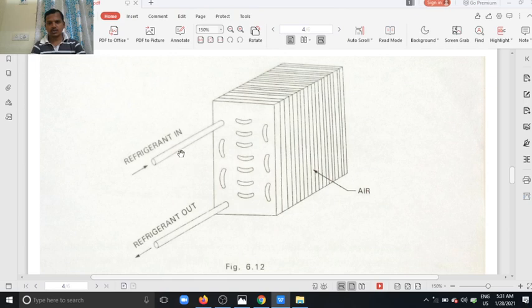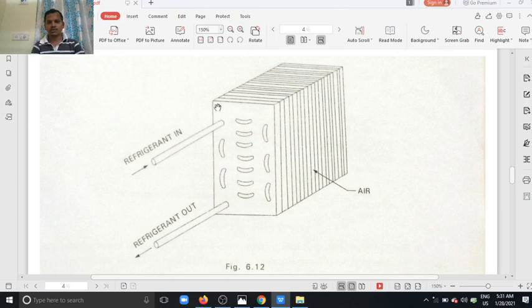So the plates are mounted and fixed to these plates. These finned plates are fixed to this refrigerant tube. The refrigerant is passed through this tube. These fins are mounted on this tube. So the refrigerant absorbs the heat from this finned tube, and this finned tube absorbs the heat from the refrigerated space.